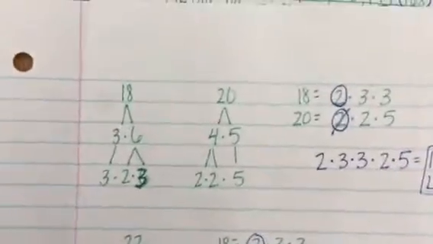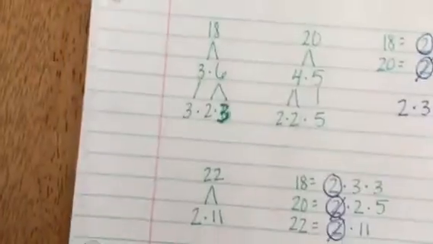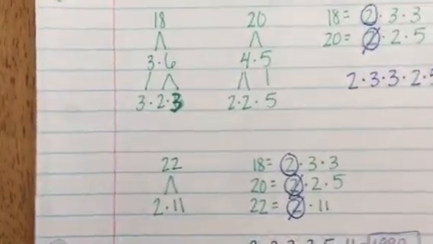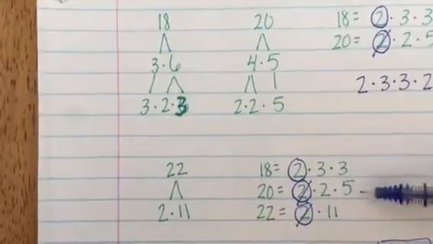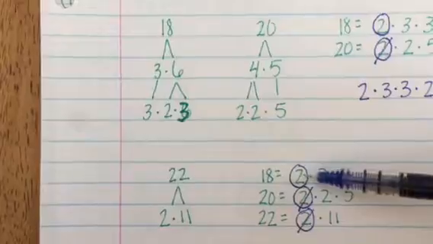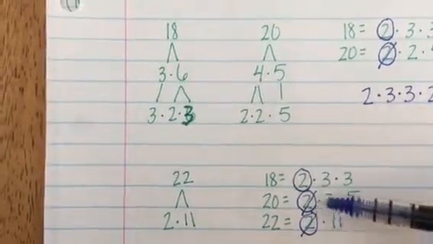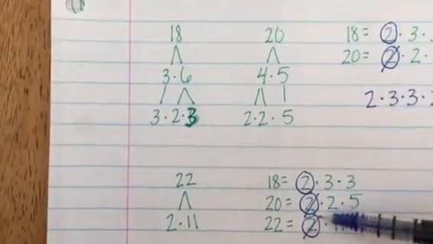I already had a factor tree and a prime factorization for 18 and 20, so I only had to add a factor tree for 22. When I list the prime factorizations for 18, 20, and 22, I find that 2 is the only number that shows up in all 3. I'm going to keep one of those 2's, so I'm going to cross out the other 2.